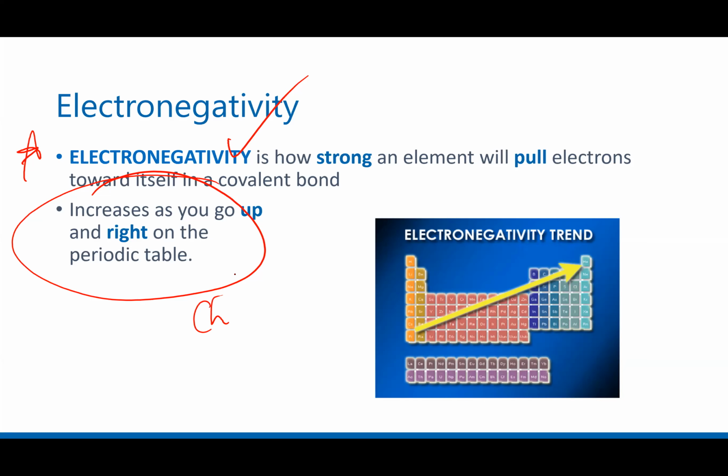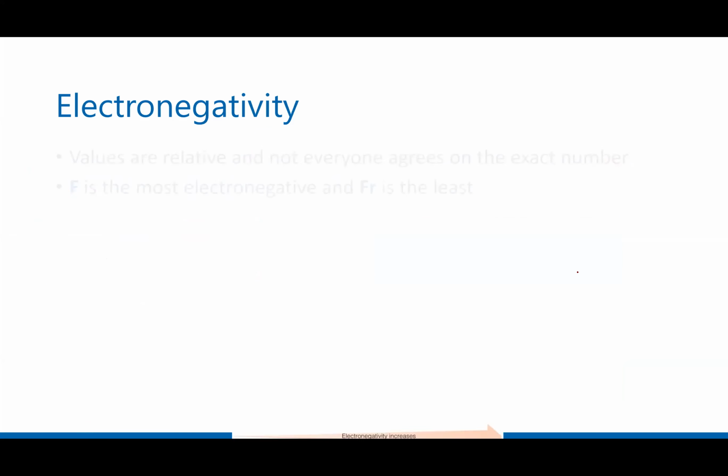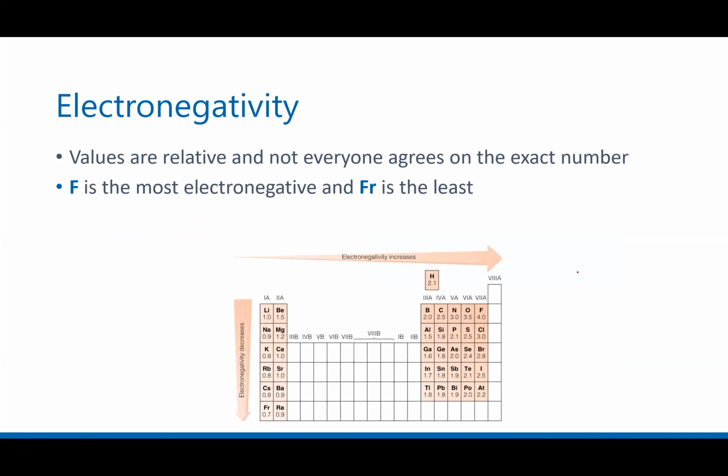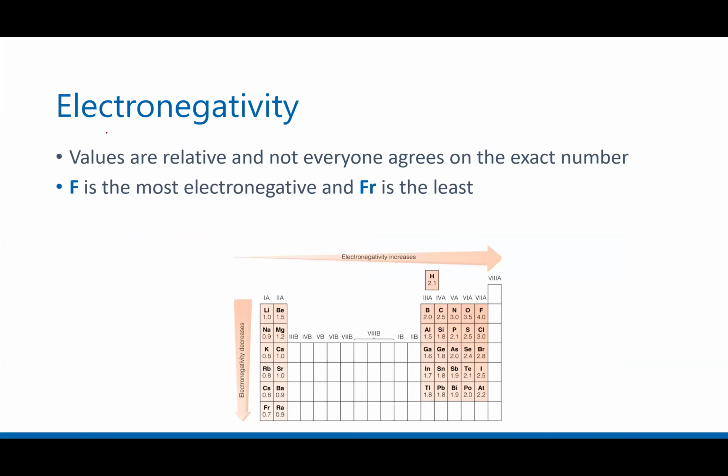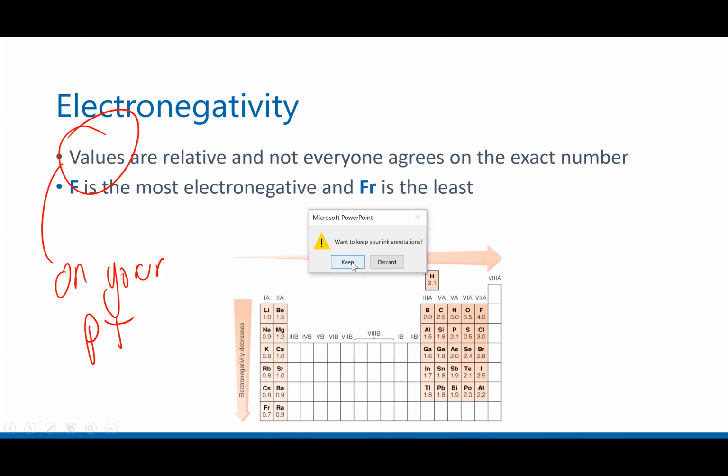So this is kind of like a review from chapter 2, where we looked at the periodic table and the relationships of all the elements on the periodic table. If you go up and right, the electronegativity increases. So I'm skipping through that because these values are on your periodic table. Values are relative and not everybody agrees on the exact number. So we've kind of condensed this into your periodic table.